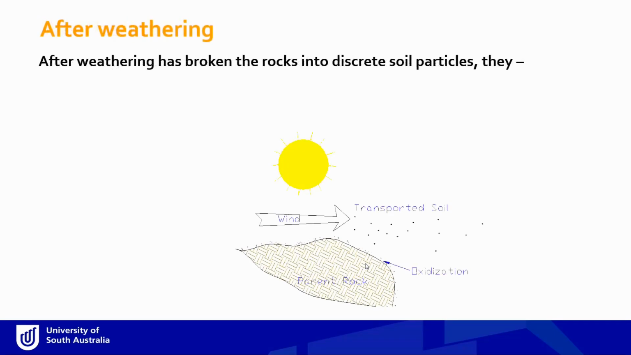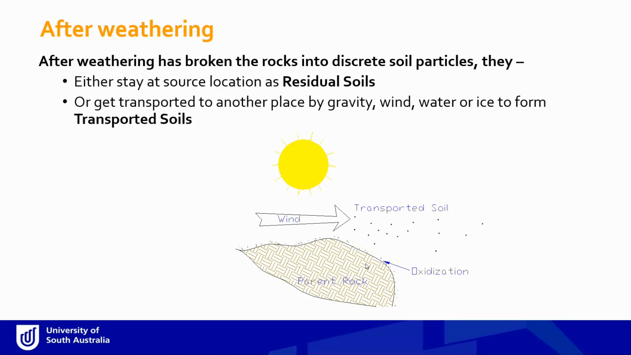Now, weathering turns big rocks into smaller pieces. What happens after weathering? Basically, one of two things might happen. Either the rock will stay at its source, and we then call it a residual soil, which is reasonably uncommon, or it can get transported by gravity or wind or water or any other force and form transported soil.